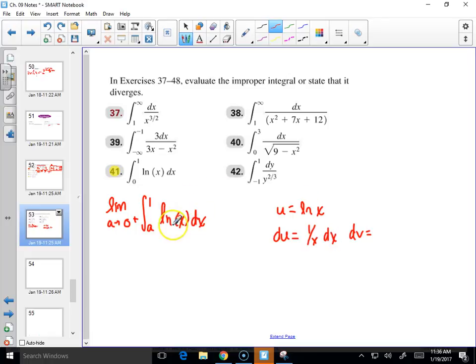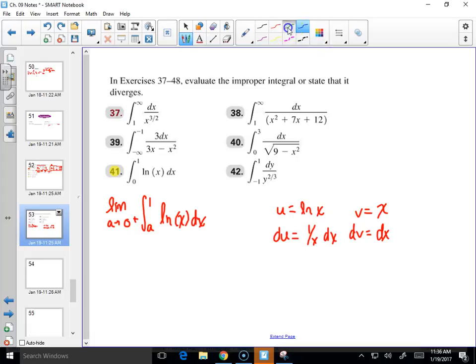But hold on, wait a minute. ln is all that's there. Who else is there? dx. So dx is dv, and where did dx come from? Integral of 1? Yeah. Got it.